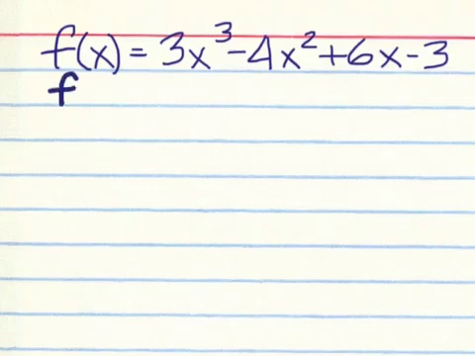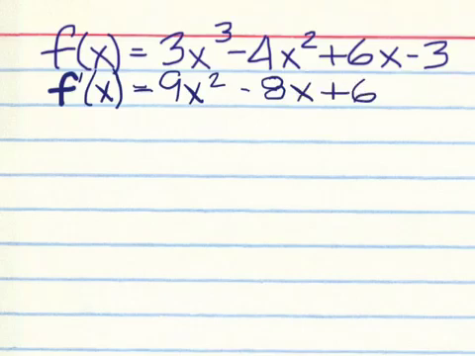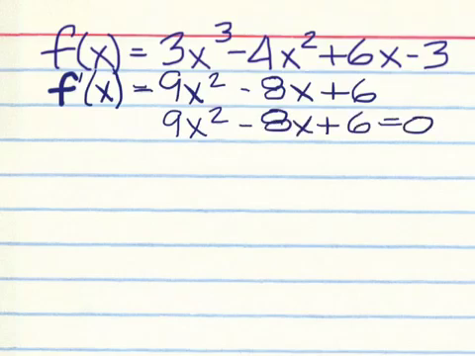There we go. And the first derivative is 9x to the second minus 8x plus 6. Now from that point, you must set it equal to 0. And then use the program on your calculator for the quadratic formula that we wrote a long time ago. You come back with a non-real answer.